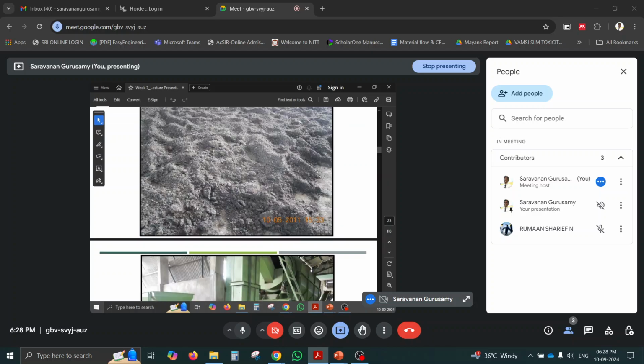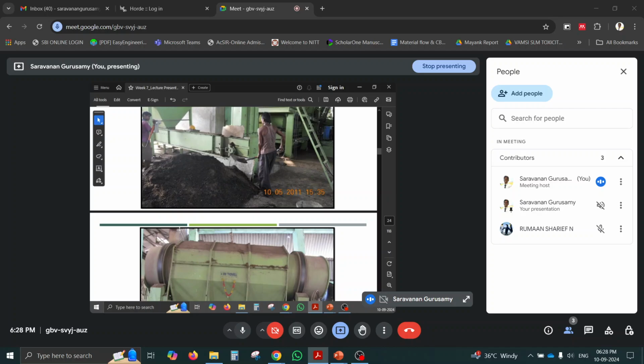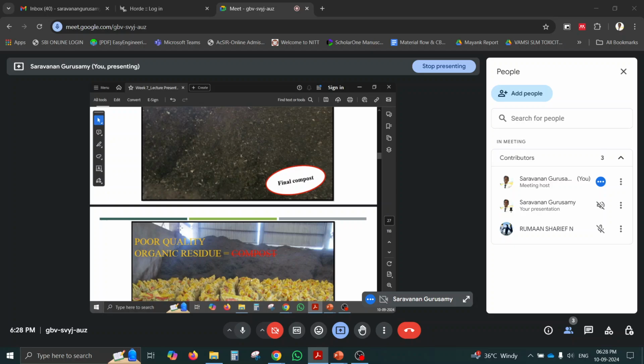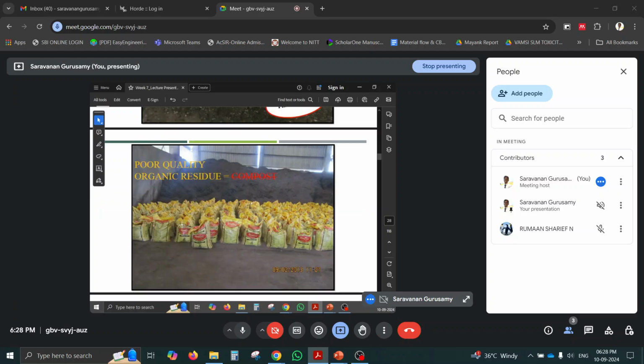The segregated organic waste will be dried to reduce the moisture content, and then this will be fed into the compost yard. That is the final compost you can see. After composting, the final compost will have somewhat poor quality, because this does not involve a biological degradation process. This is a simple mechanical segregation process.